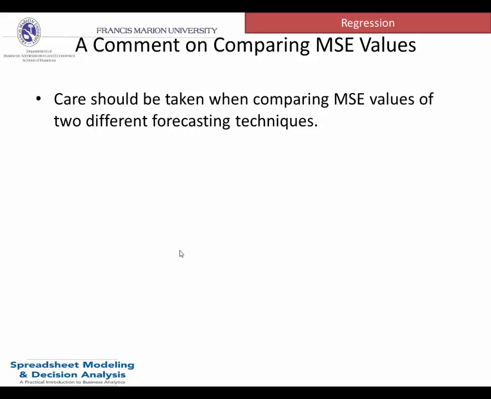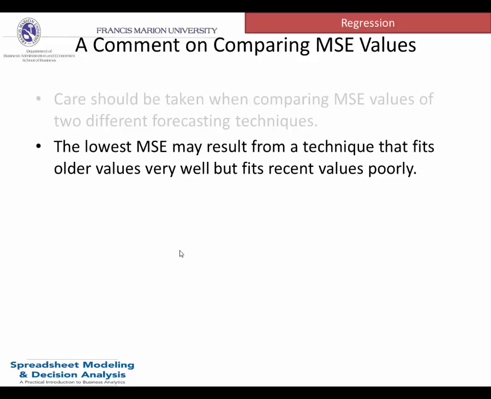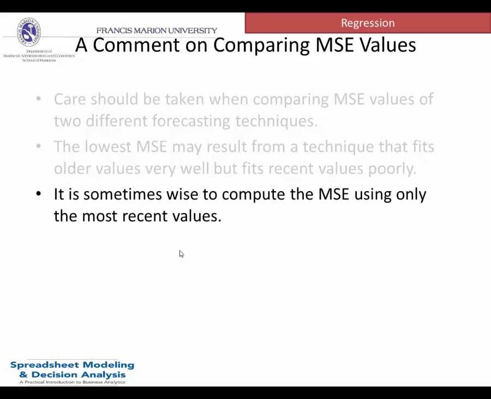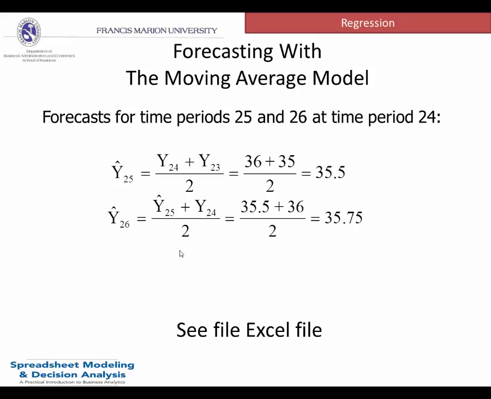When you're comparing mean squared errors, you should take care when comparing mean squared error values from different forecasts. The lowest mean squared error may result from a technique that fits the older values very well but fits recent values poorly. This may be because the situation has changed and the past is no longer repeating itself. It is wise to compute mean squared errors for only most recent values. And we looked at how to calculate the forecast for time periods 25 and 26. And you notice that for time period 26, you're actually using the forecasted value, which would cause it to be tainted.